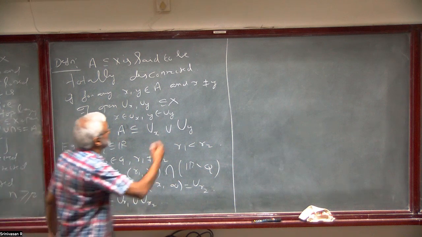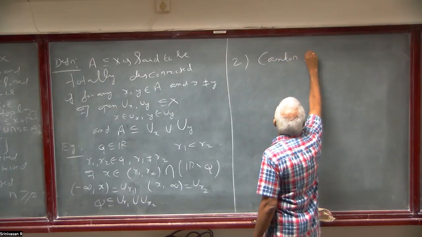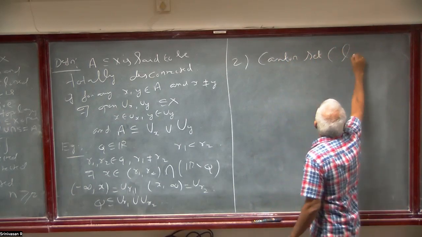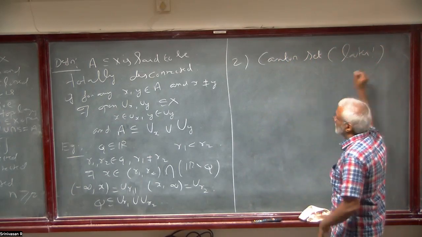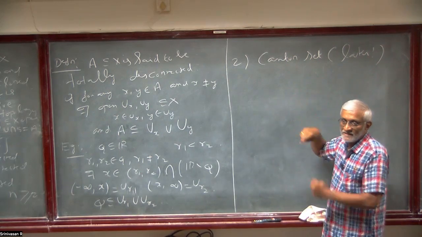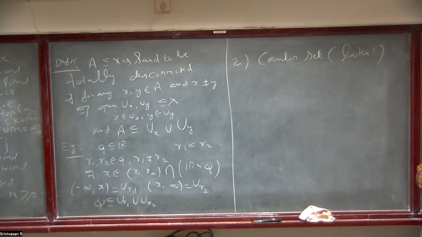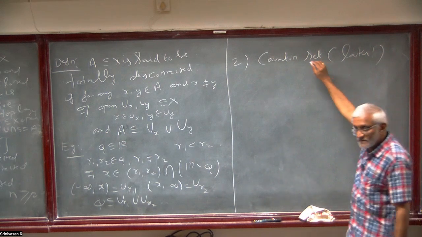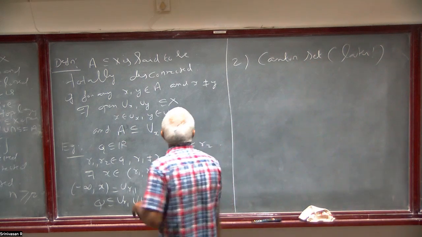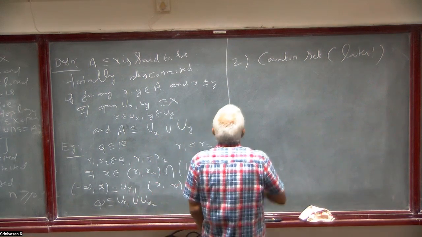Another set, we will see the example later, proof later, even the definition later, is something called the Cantor set. The nice thing about this is that it is a closed set. It is difficult to construct a closed set which is totally disconnected, and this is a closed set also. We will see this example possibly in the next class. So this is an example of a totally disconnected set.